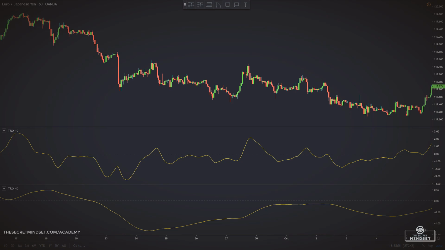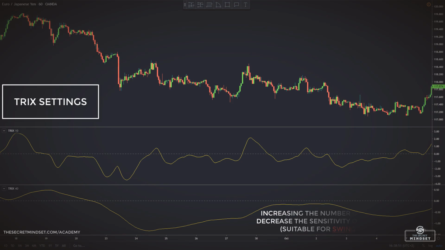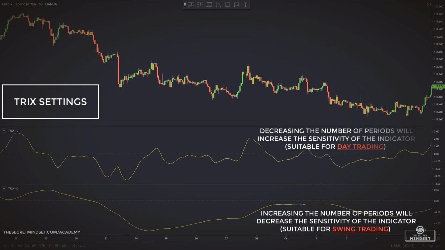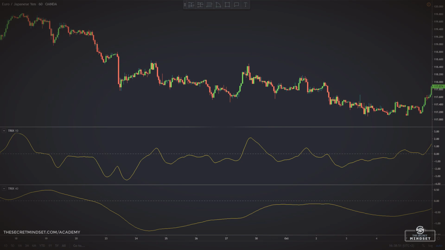A different number of periods could be used in the calculation. Increasing the number of periods, for example to 40, will decrease the sensitivity of the indicator and may be more useful to long-term traders. Decreasing the number of periods, for example to 10, will increase the sensitivity of the indicator. If you are a short-term trader, you might prefer these settings.